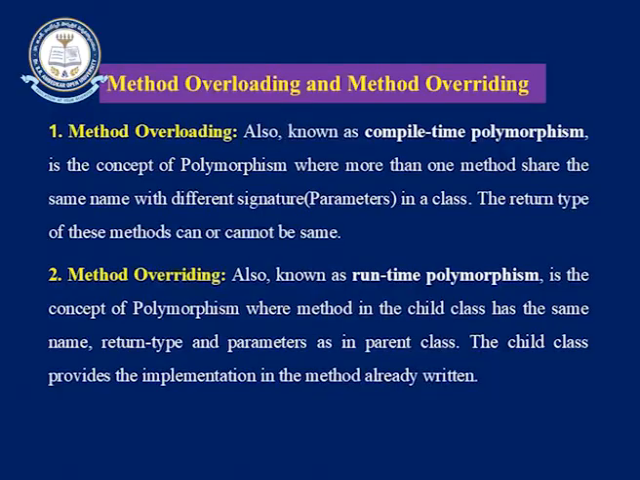So we can achieve polymorphism using two methods, method overloading and method overriding. Method overloading is called compile time polymorphism and method overriding is called runtime polymorphism.